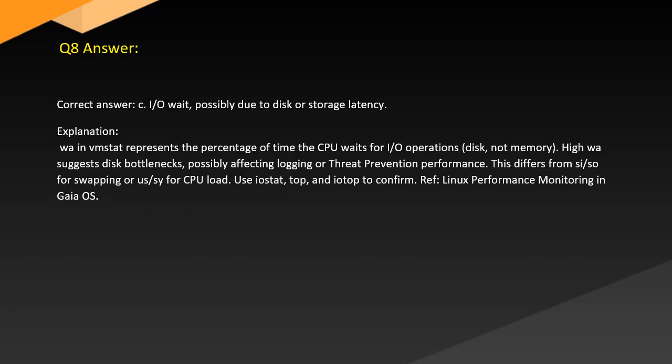Answer. Correct answer: C. IO wait, possibly due to disk or storage latency. Explanation. In vmstat, wa represents the percentage of time the CPU waits for IO operations. Disk, not memory. It suggests disk bottlenecks, possibly affecting logging or threat prevention performance. This differs from si/so for swapping or us/sy for CPU load. Use iostat, top and iotop to confirm. Ref. Linux performance monitoring in Gaia OS.